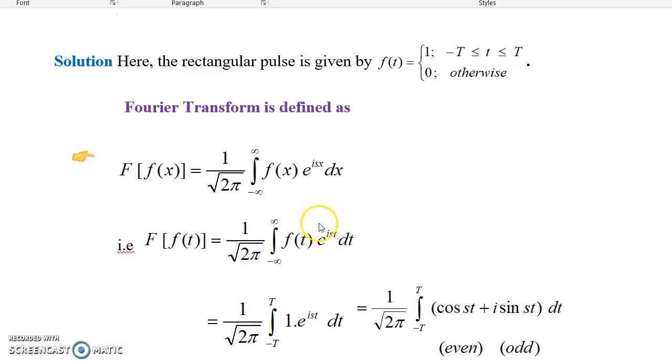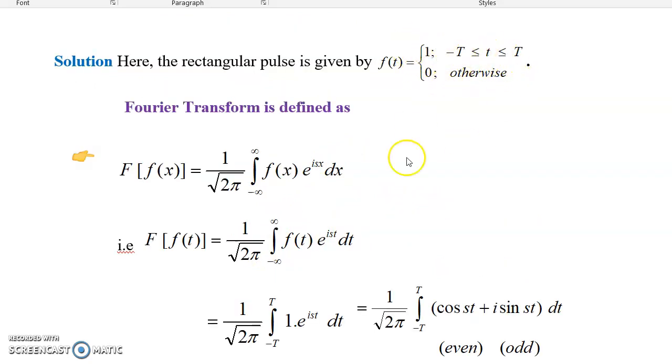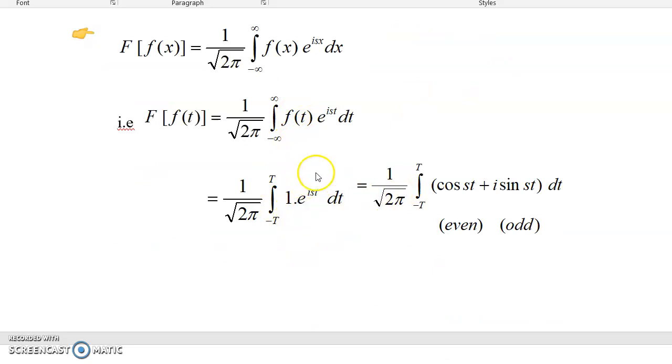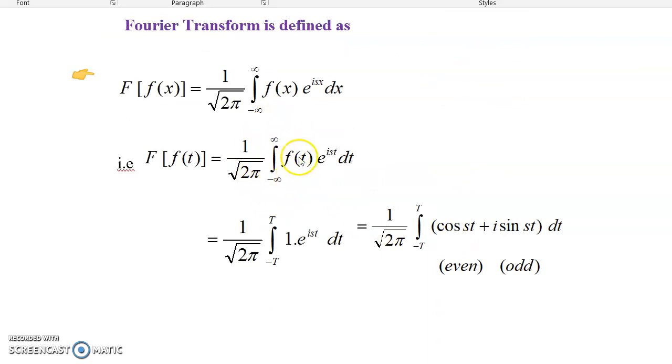Now look at this f of t. Let us substitute f of t from here. The f of t value is 1, but not for all the intervals. It has the value 1 only from minus T to plus T. So in this integration, for values of small t lying between minus T and plus T, the function has the value 1 into e power ist dt. Otherwise, it's going to be 0. So the integration from minus infinity to infinity will be only from minus T to T.